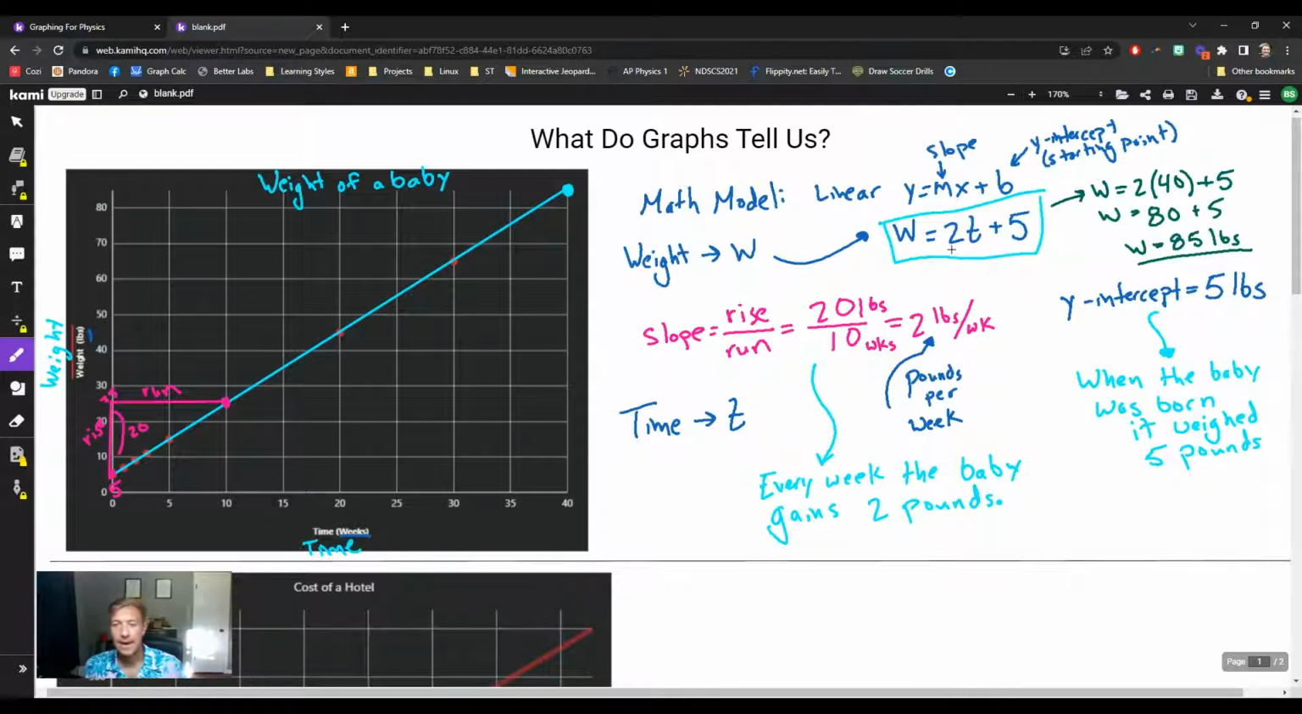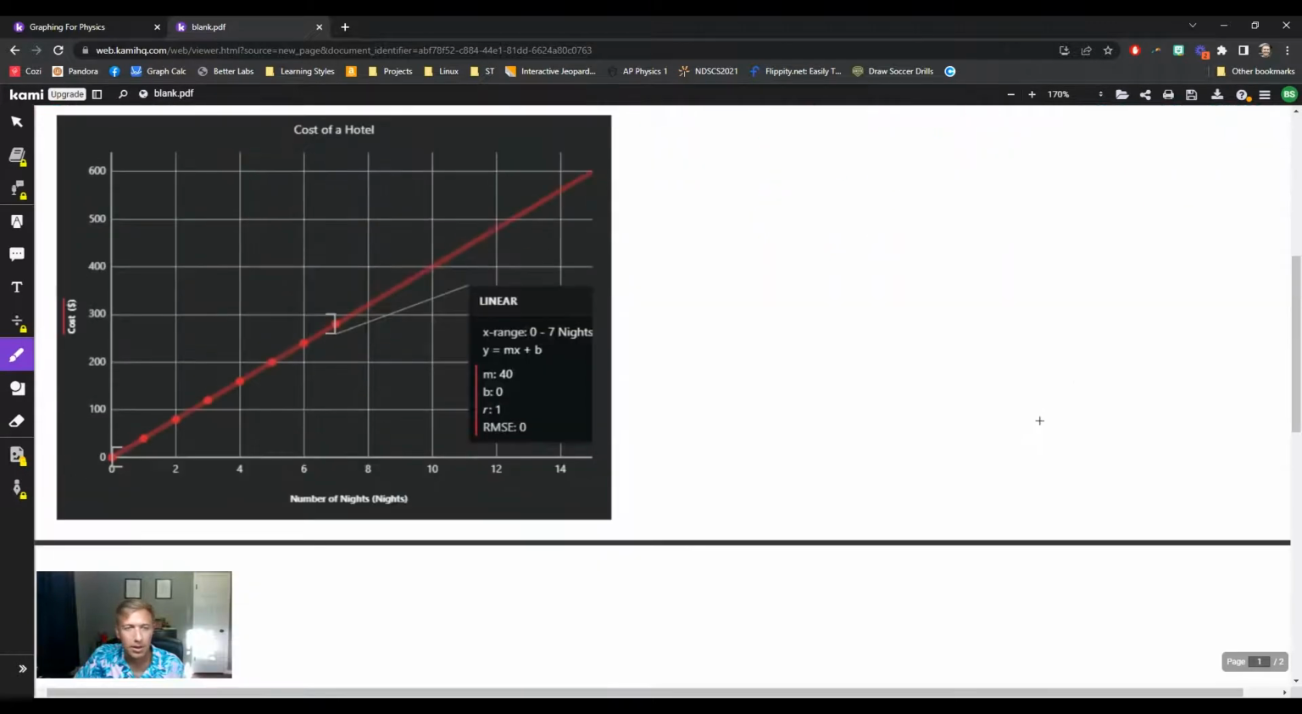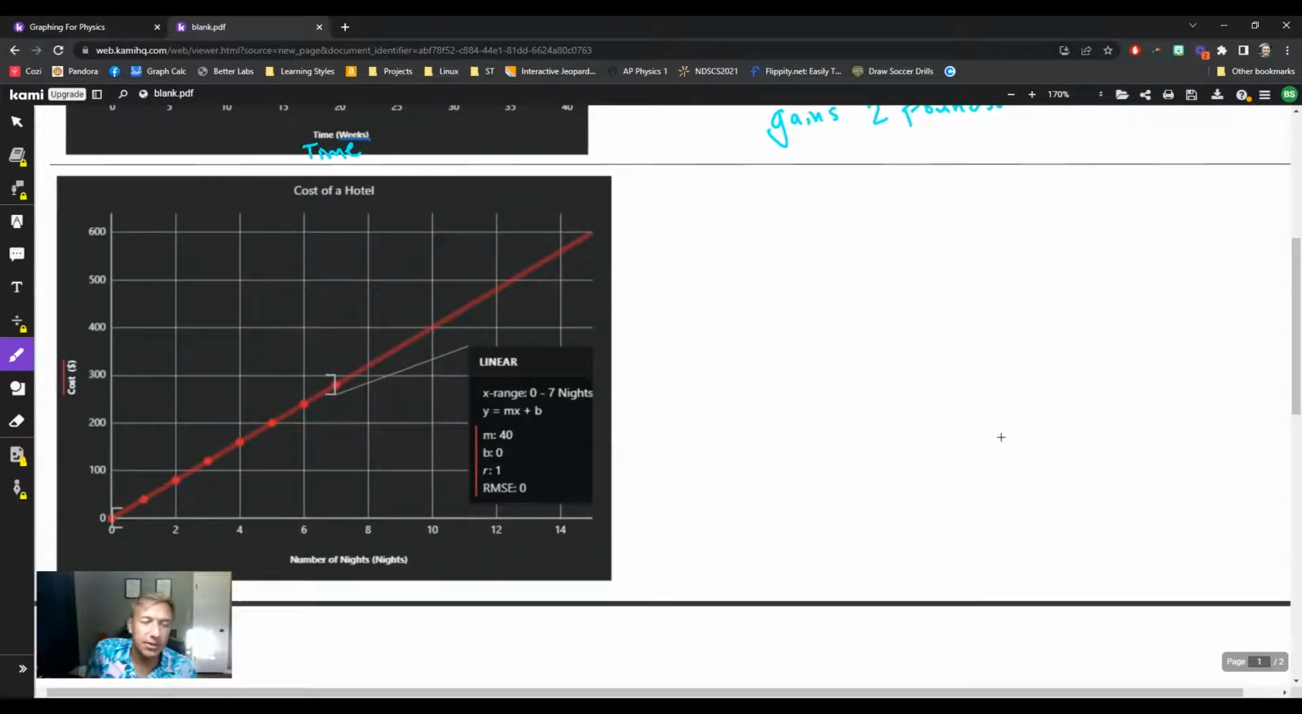So this is what a graph can tell us. Now let's take a look at the next one here, because I don't want to get stuck too long on one. This graph shows us the title: cost of a hotel. So great, this is how much a hotel is going to cost based on the number of nights, which I see on the x-axis here. As the number of nights that we stay at the hotel increases, we're going to see the cost increase.